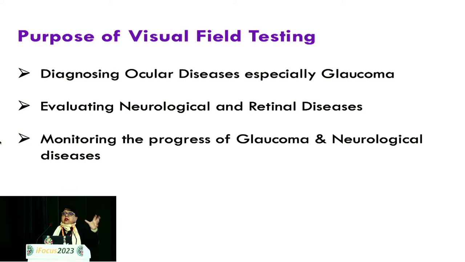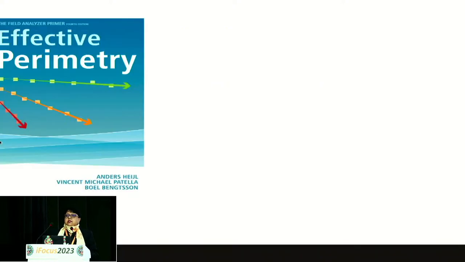So when you look at a visual field, you cannot call it fovea; you have to call it fixation, because it's a function related to a structure. So why do you need to do it? Of course, to diagnose glaucoma, not just glaucoma but neurological diseases and retinal diseases, and you monitor the progress of glaucoma as well as some neurological diseases with visual fields.